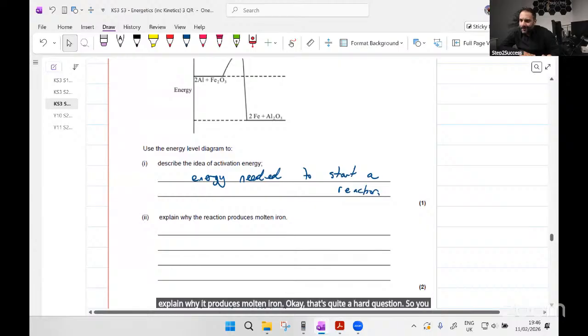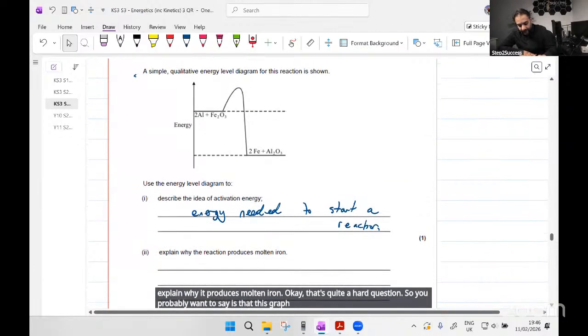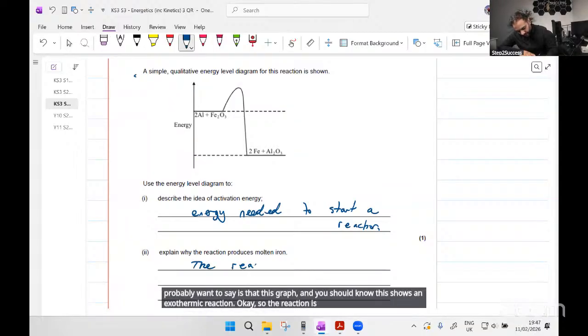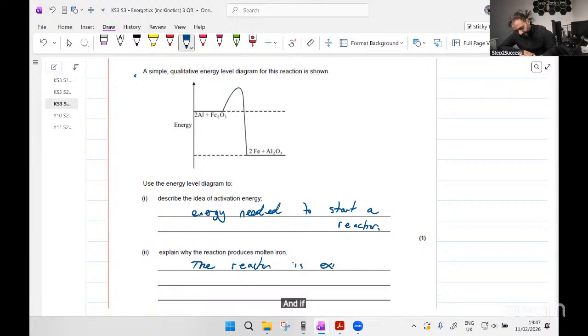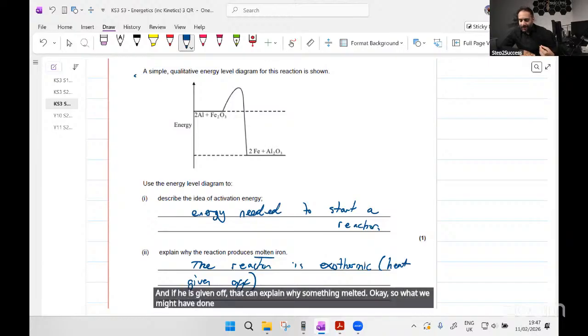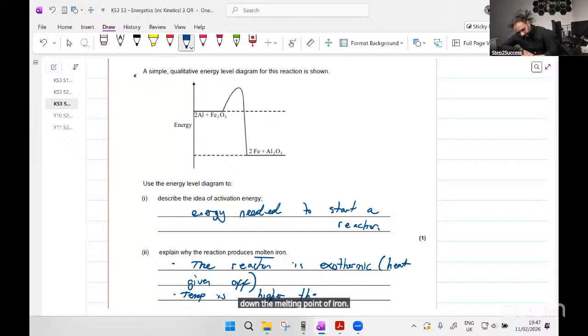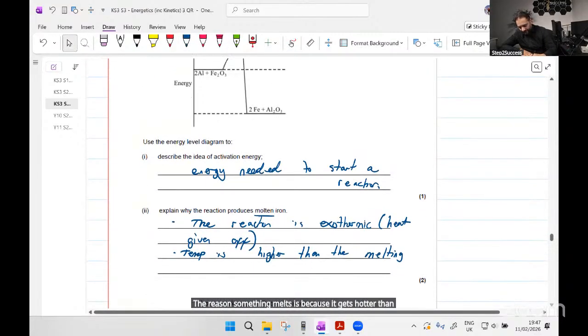So you probably want to say that this graph, and you should know this, shows an exothermic reaction. Okay, so the reaction is exothermic, and if it's exothermic, it means it releases heat. And if heat is given off, that can explain why something melted. So the heat being given off resulted in the temperature being higher than the melting point of iron. The reason something melts is because it gets hotter than its melting point.